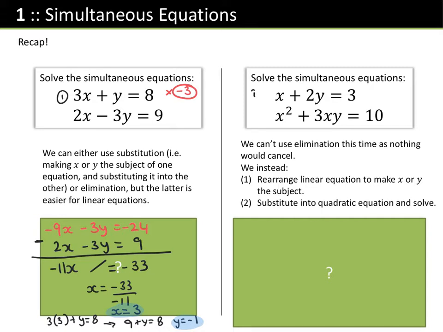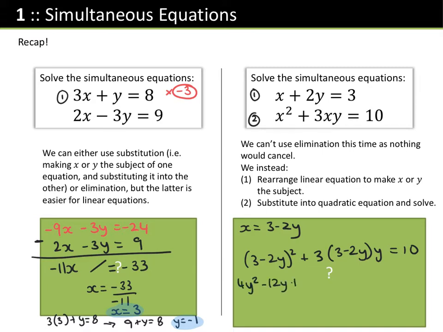So the first equation I'm going to rearrange to get x equals 3 minus 2y. Then I'm going to substitute that into the second equation, so x squared. So I'm going to put (3 minus 2y) squared. And you can see every time I substitute, I use brackets, and you will also use brackets. Plus 3 lots of (3 minus 2y) lots of y equals 10. So I'm going to get 4y squared minus 12y plus 9.